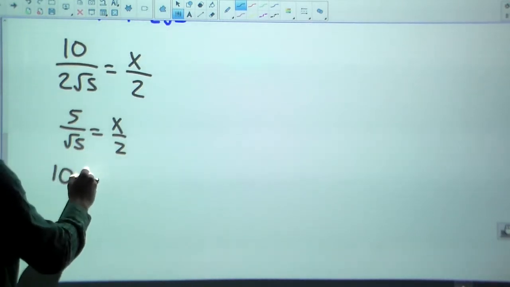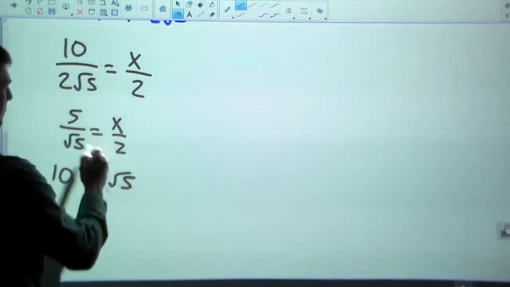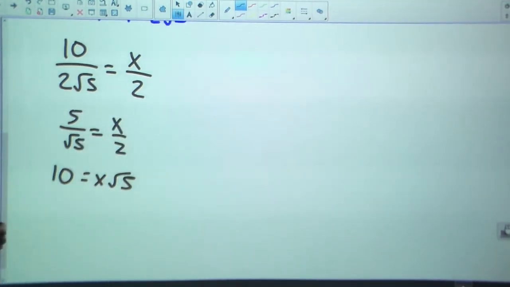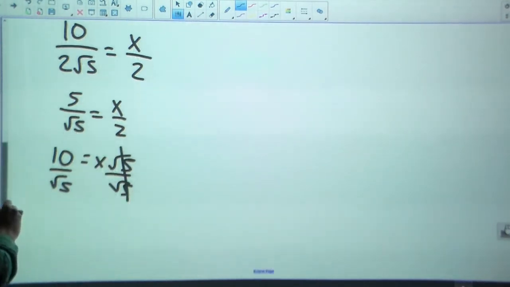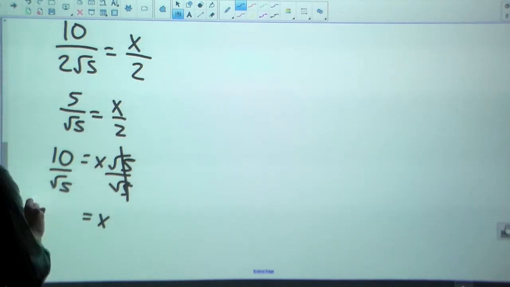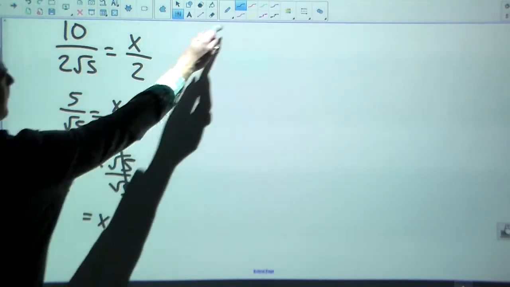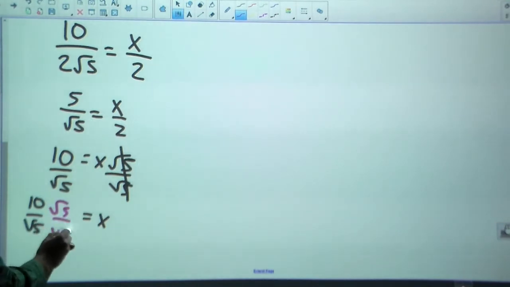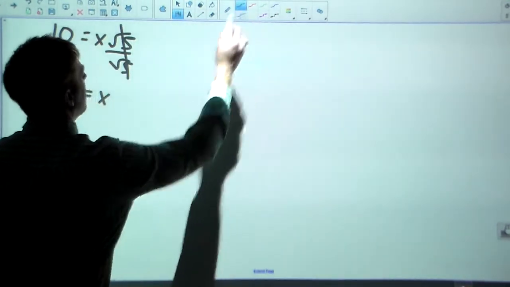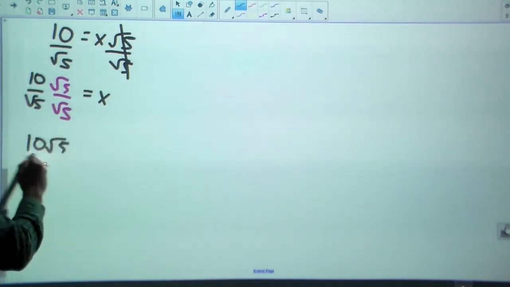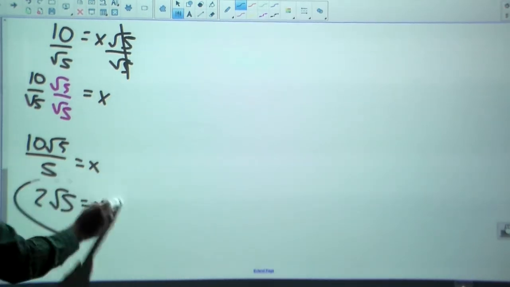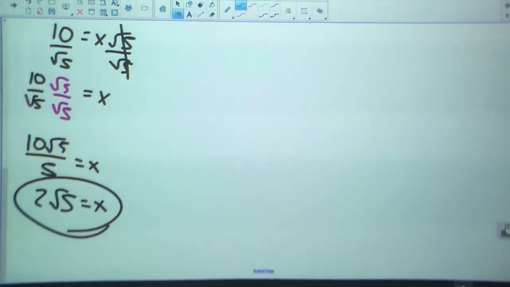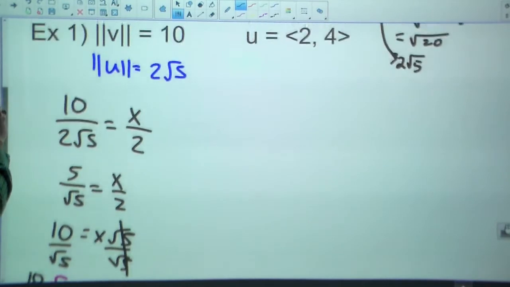So 10 is going to equal x times square root of 5, and I'll need to divide off the square root of 5 to get x by itself. But we really don't like to leave those in that form, so I need to rationalize. Multiply by square root of 5 over square root of 5, and we'll end up with 10 square root of 5 over 5. Reduce that down: 2 square root of 5 is x. So a lot of rationalizing, but overall not terrible. We do have the x component. We can basically repeat that process for the y component.